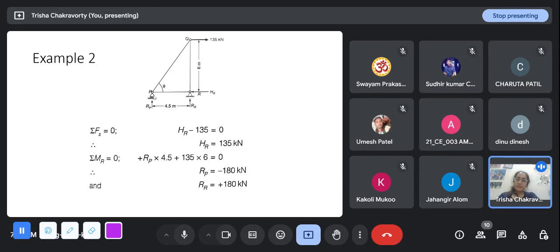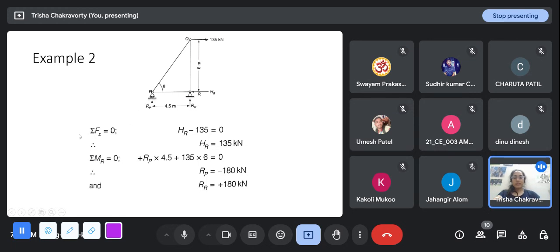I start by solving the support reactions. There are three. There is one in the upward direction at this point P, and there are two at the hinge support, one in the vertical direction and one in the horizontal direction. So I have three equations of equilibrium.